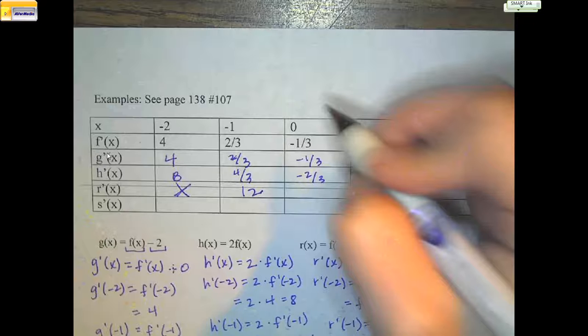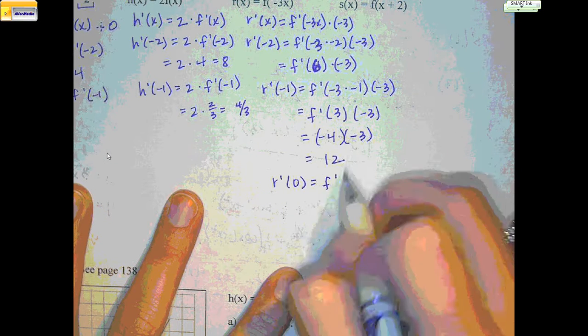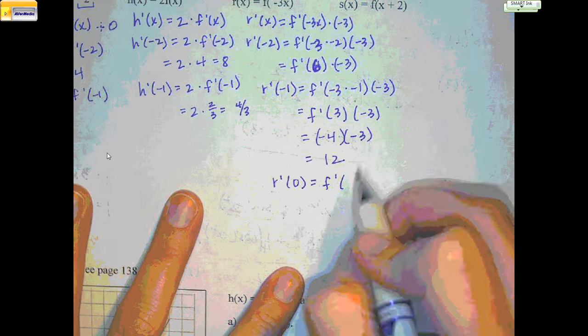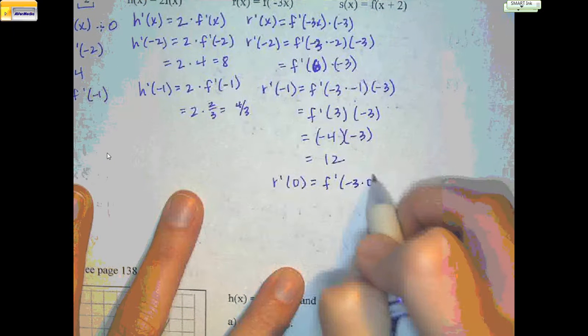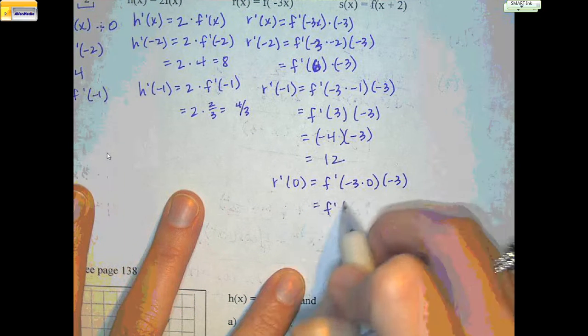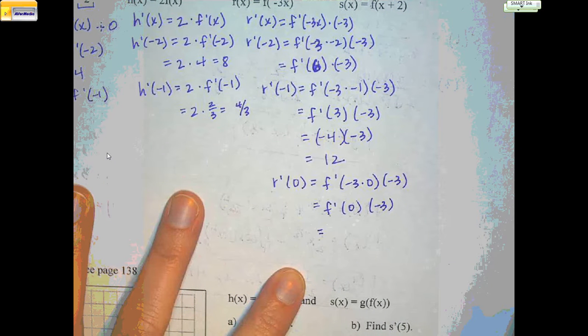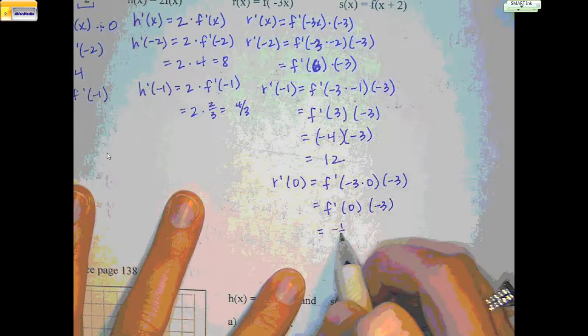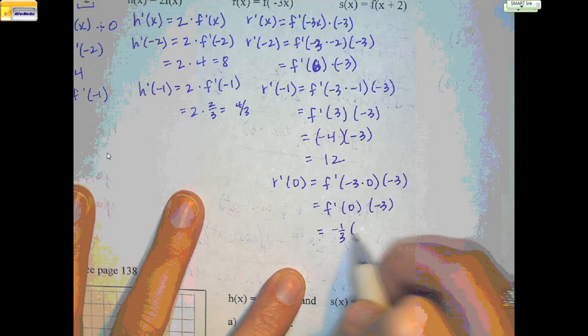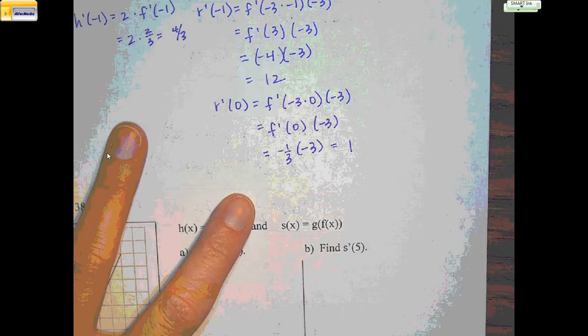Let's try for 0. Derivative of r at 0 is the derivative of, and we go back to our very first rule that we wrote down, and it's -3 times the x value. We multiply by -3. So the derivative of f at 0, do we know what that is? According to the chart, it is -1/3. So when you multiply those out, what do we get? 1. You guys do the next 3 for r by yourself.